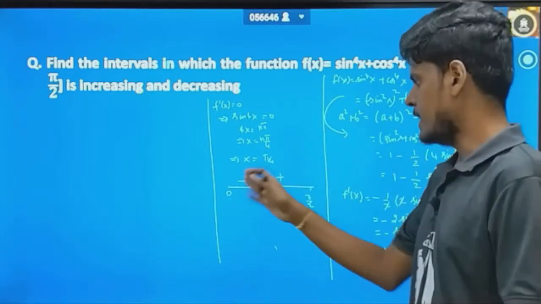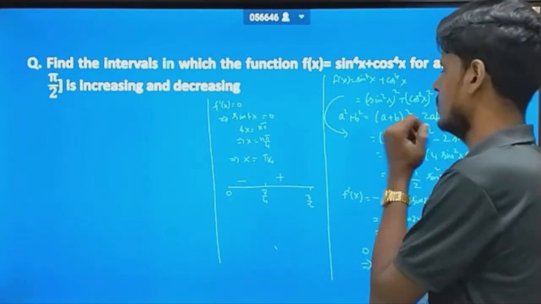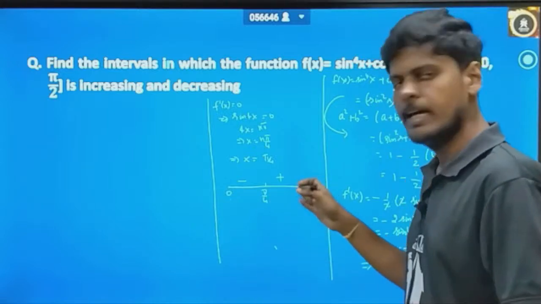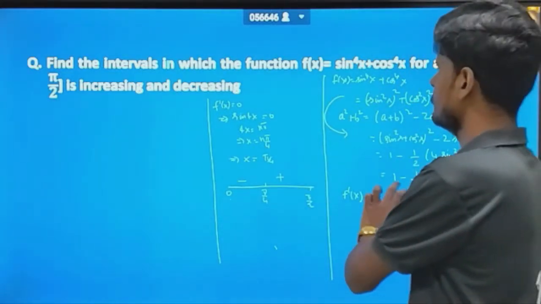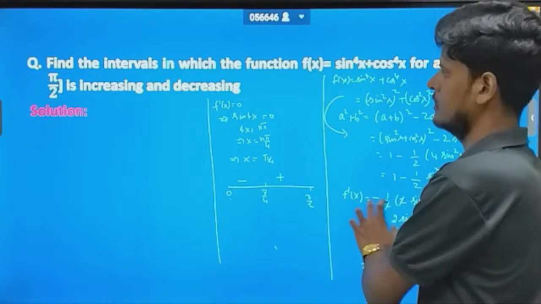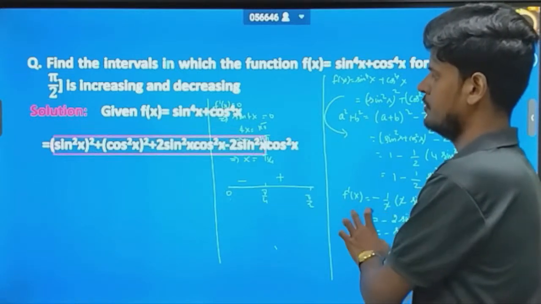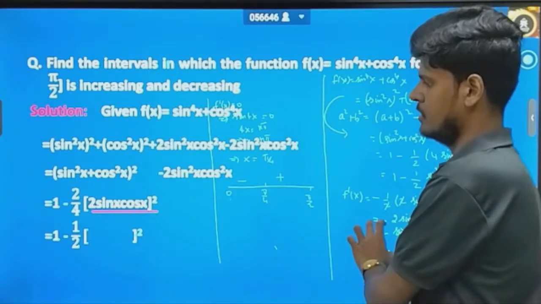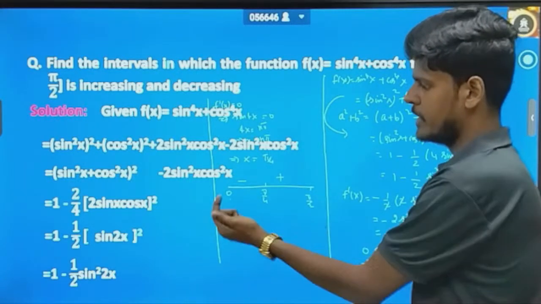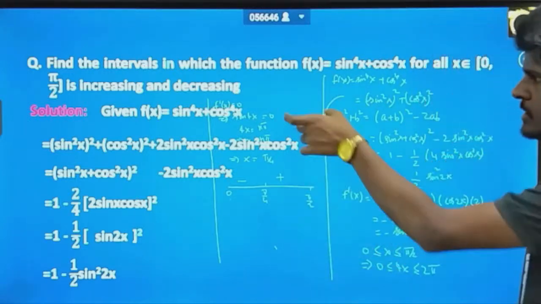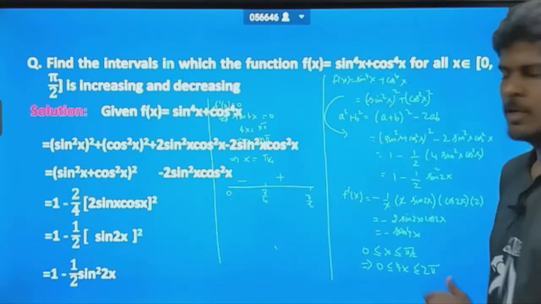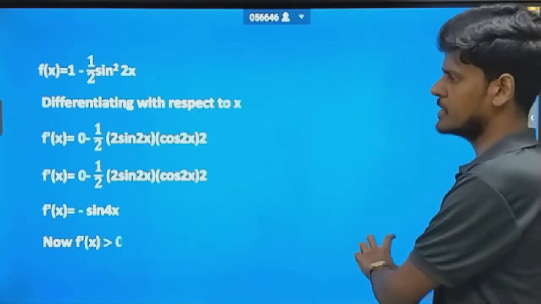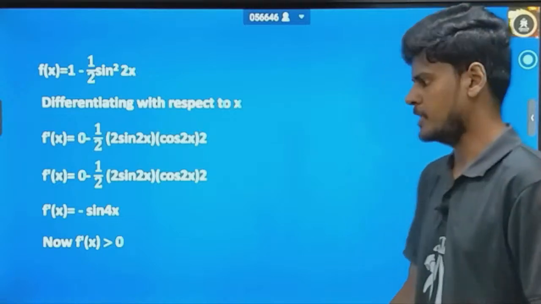This is the sign curve of f dash of x. That means in the first interval 0 to pi by 4 it is a decreasing function, and in the other interval it is an increasing function. Now we will see the solution. First step is to try to simplify this. So 1 minus half sin square 2x is the actual simplification of this curve. Then what we need to do? Differentiate this. Find f dash of x, that is equal to minus of sin 4x.